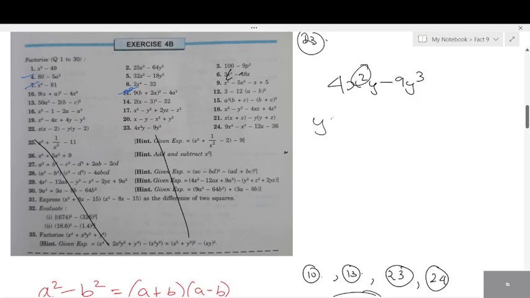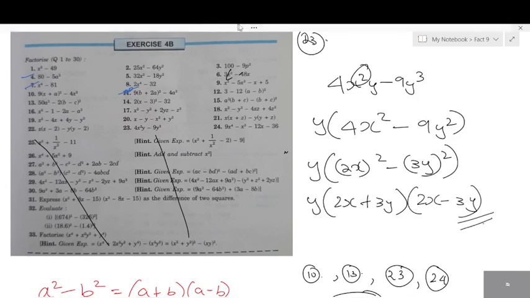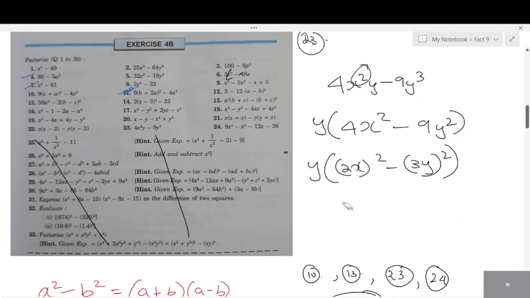Very good. y common. y common, what do you get? 4x square minus 9. 2x the whole square minus 3y the whole square. So 2x plus 3y into, what's the answer? 2x minus 3y. Okay, next 24th question.